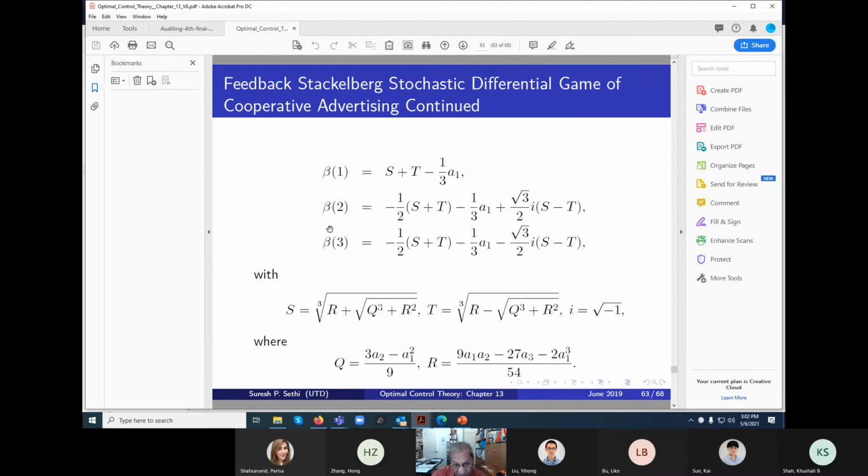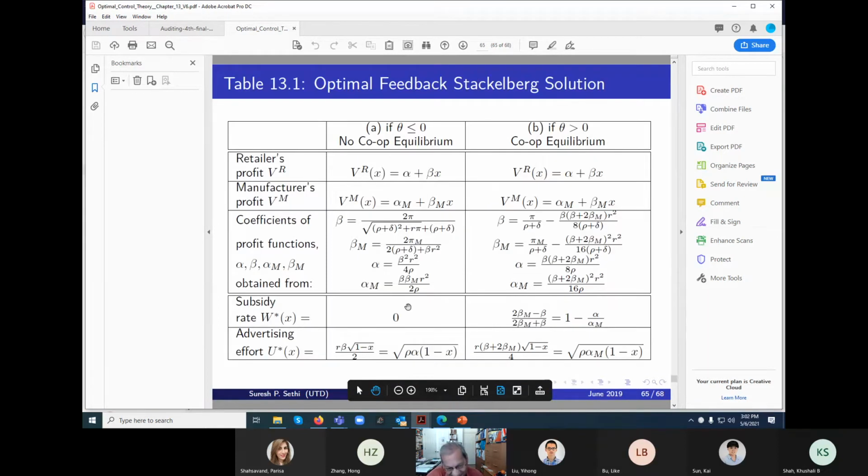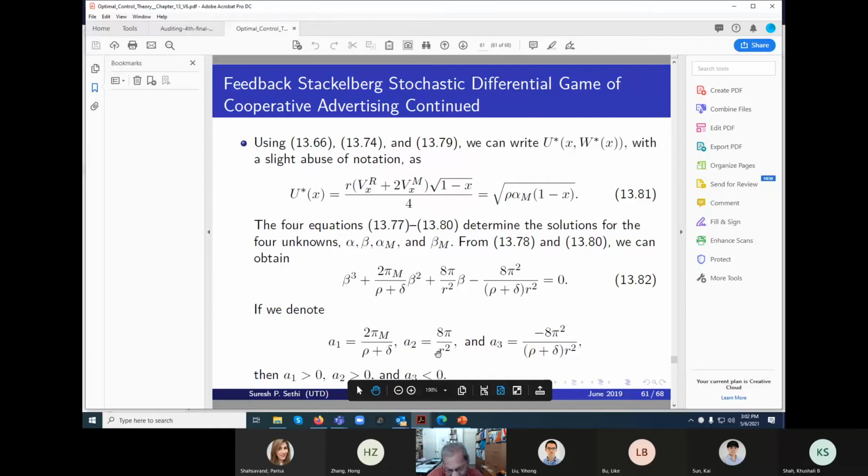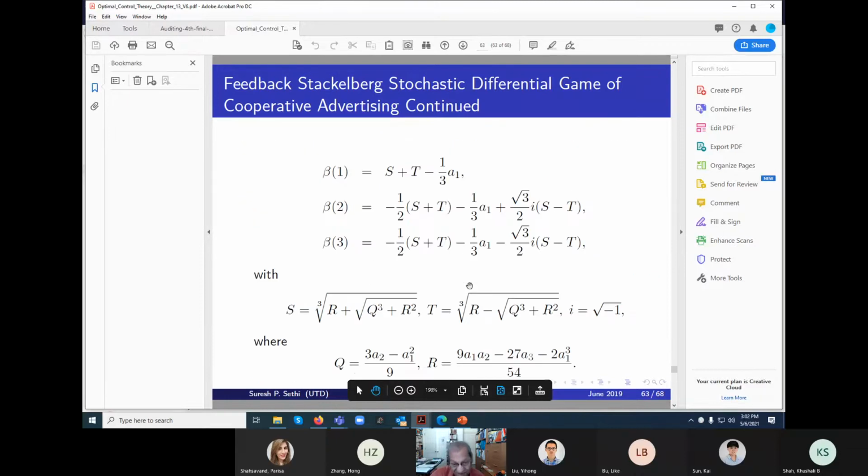First root, second root, third root, where S and T are given by this, where Q and R are given by this. So you can see it's a long way to go to the parameters. The parameters are A1 equal to this, A2 equal to this, A3 equal to this. These are the parameters. And we can get A1, A2, A3 in terms of the parameters. Once you have A1, A2, A3, we can get Q and R. Once we have Q and R, we can get S and T. When we get S and T, we can get the solution. So the solution is written in this way.